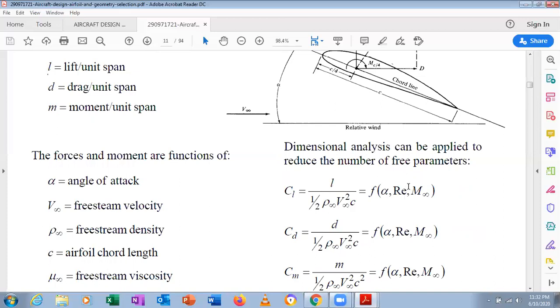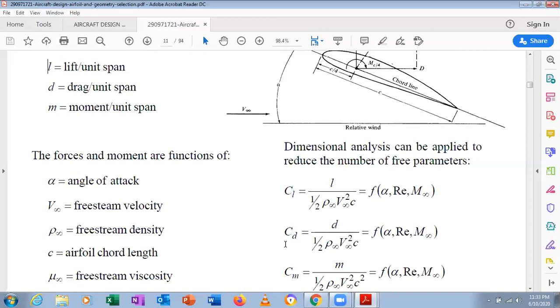That is Reynolds number. And M infinity is nothing but a Mach number. It is free stream Mach number. What is this Mach number? Mach number is nothing but a what? It is the speed of an object relative to the speed of sound. That is called a Mach number. So lift, CL, it is a function of angle of attack, Reynolds number, and free stream Mach number.